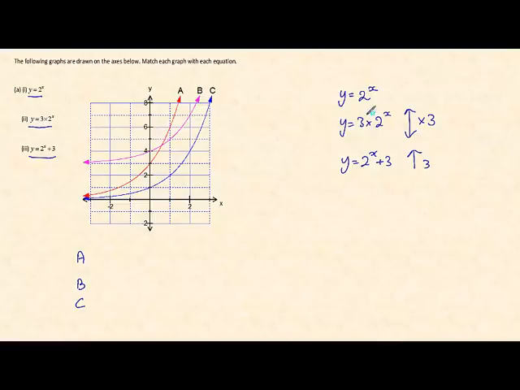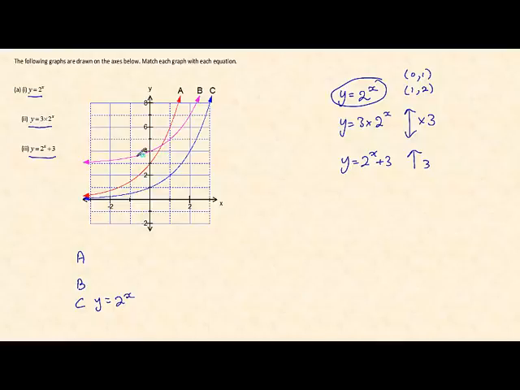So this one here we know would have a y-intercept at (0, 1), and when x is 1, y would be 2. So that looks like it's graph C. So y equals 2 to the x is graph C.